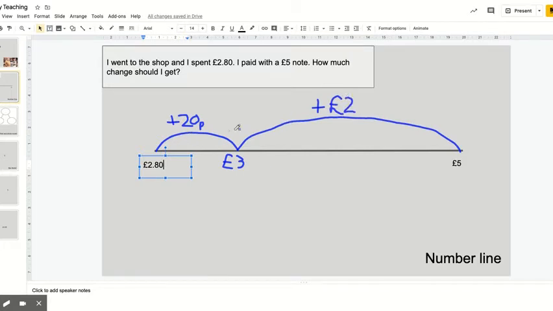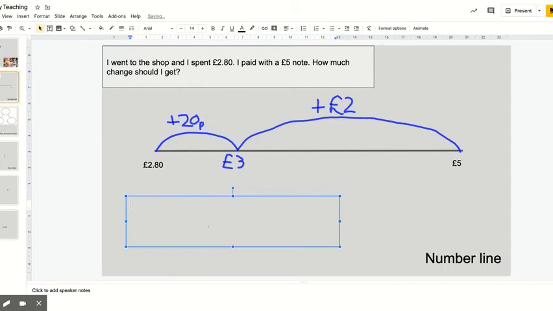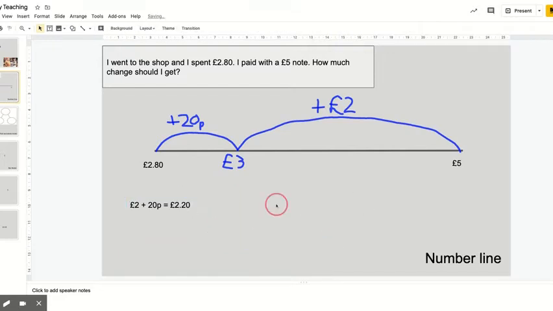So now I've got 2 jumps here. One jump to get me to that safe whole pound, and then another jump to get me to the £5 here. Now I need to do £2 plus the 20 pence. Let's write that down. So I do £2 plus the 20 pence, which gives me £2.20. So the change I would get would be £2.20.